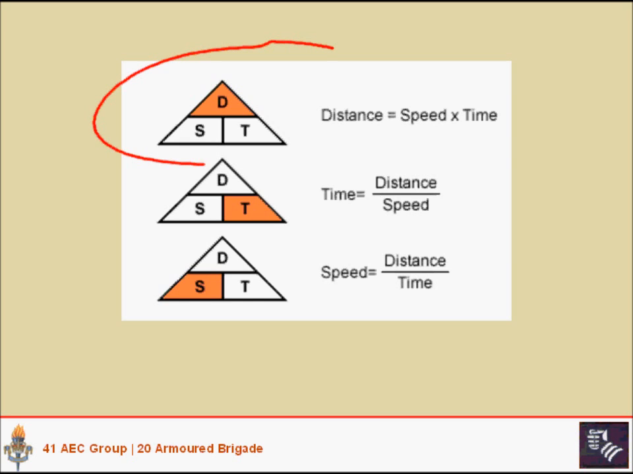For this demonstration, we will use the top triangle only. But all three triangles show us the equations for working out answers to distance, speed and time questions. The shaded area tells us what we're working out, and the line across the middle tells us what we must divide. We're going to look at calculating distance first.